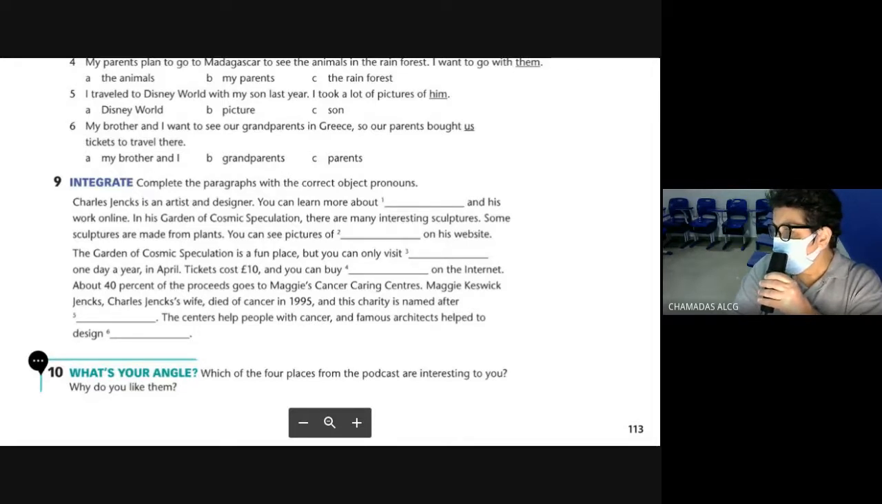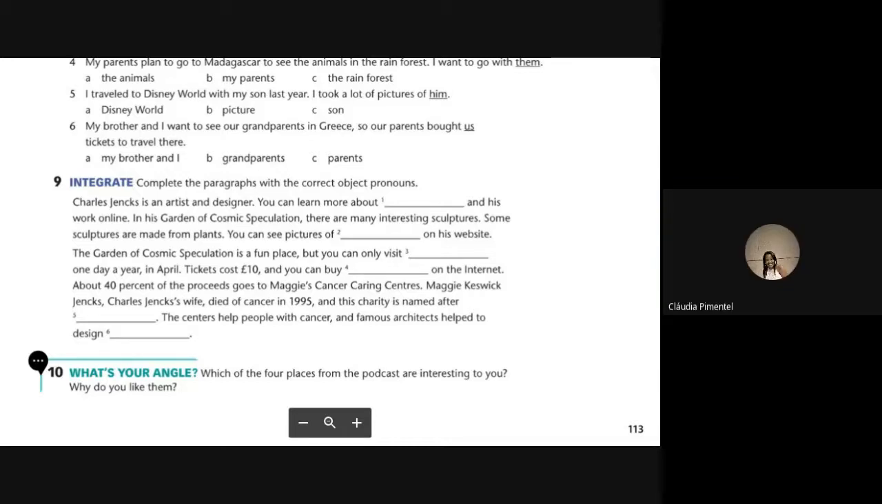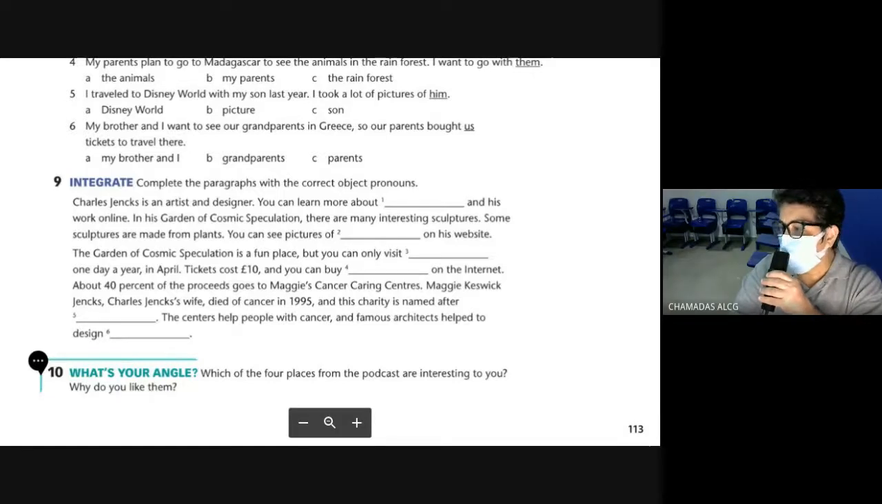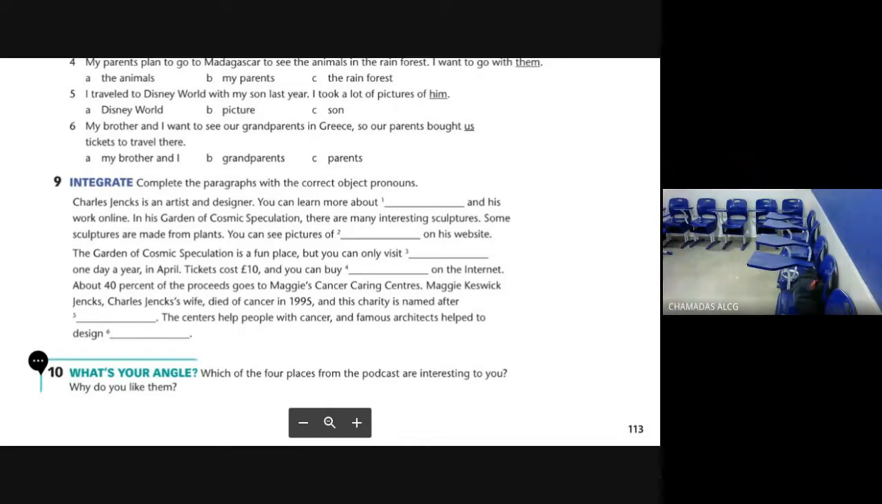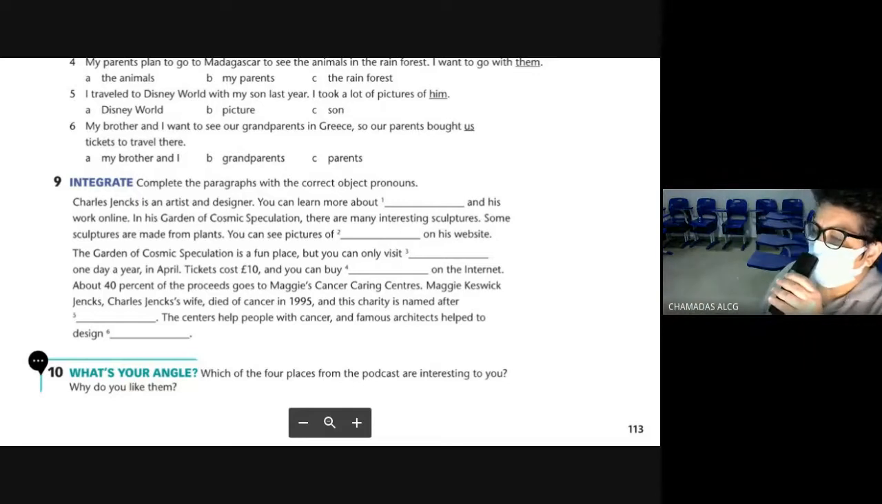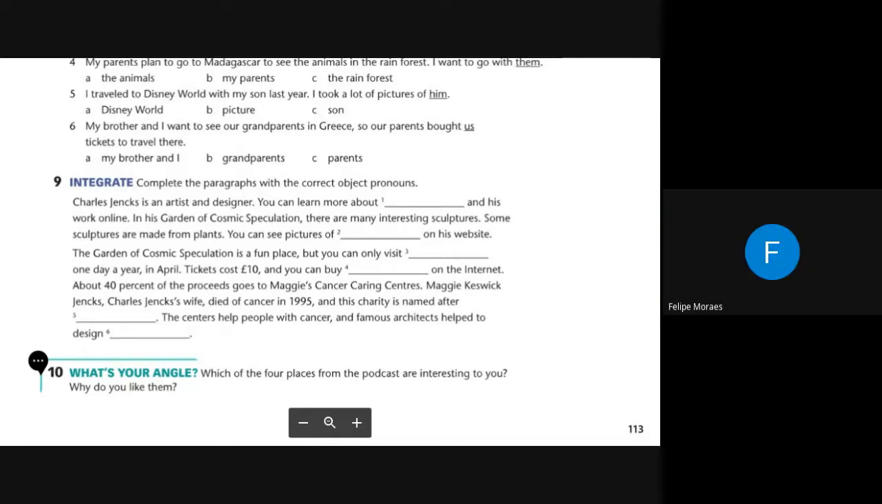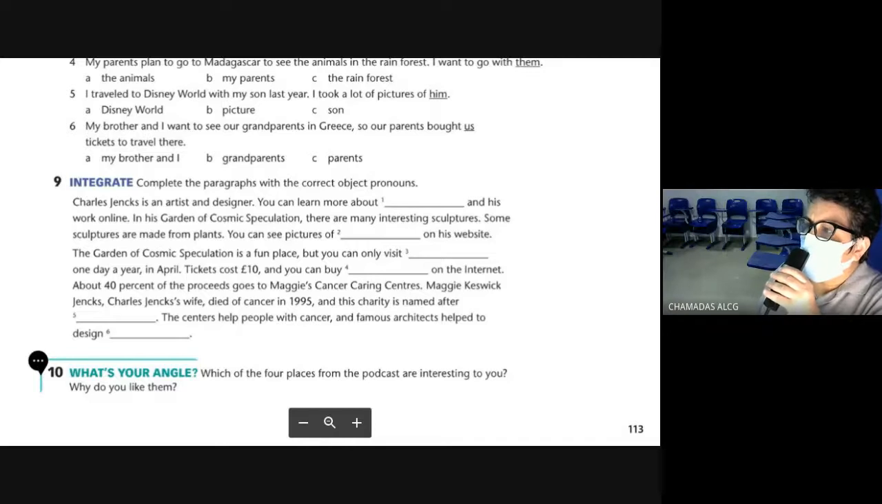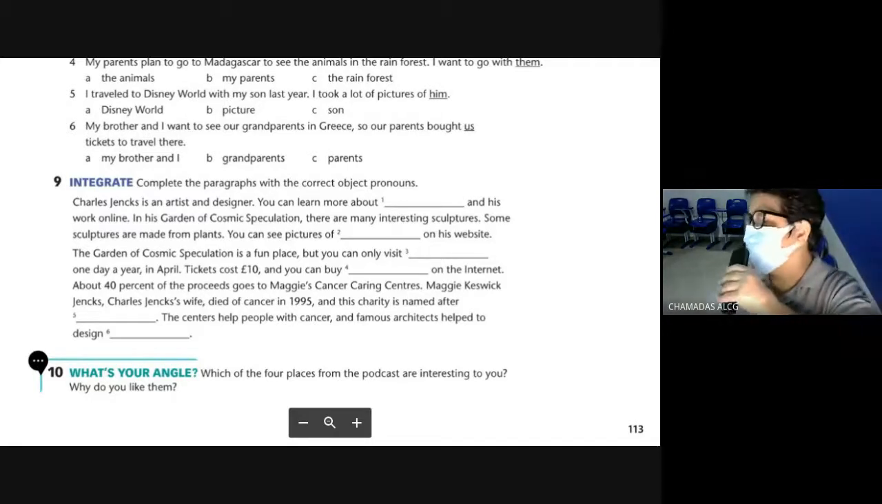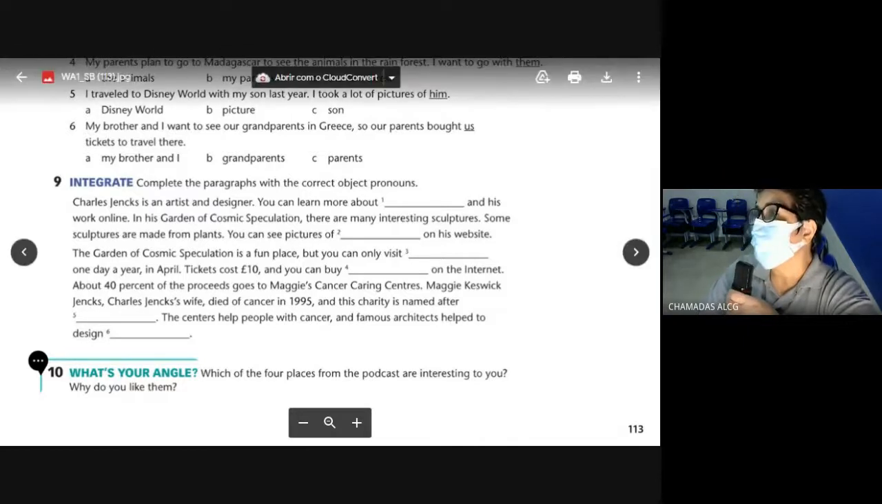Hello? I'm visualizing the page. Yes, can you see the book page? Yes? Okay. Now I'm going to write, okay? So Charles Jenks is an artist and designer. You can learn more about him. Can you see what I wrote? No, teacher, I can't. No, I wrote on the page. You can't see? Okay. So nothing.